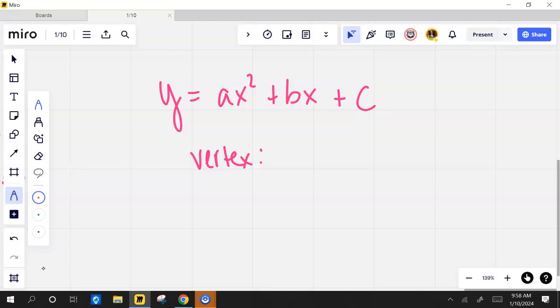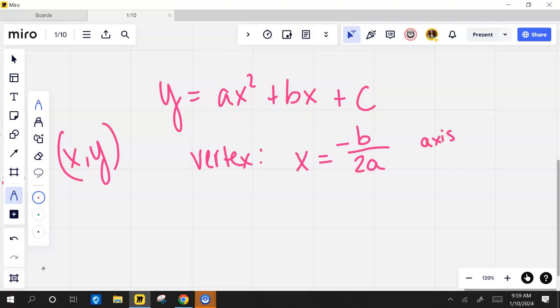I'm first going to find, remember, everything on a graph has 2 parts, right? It's got an X and a Y. Y'all okay with that? So to find the X part first, I'm going to give you a little equation, and this is something you just have to remember. It's opposite B over 2A. That's the X part of the vertex. And not only is that the X part of the vertex, but because that axis of symmetry runs straight through the vertex, this is also the equation for the axis of symmetry.